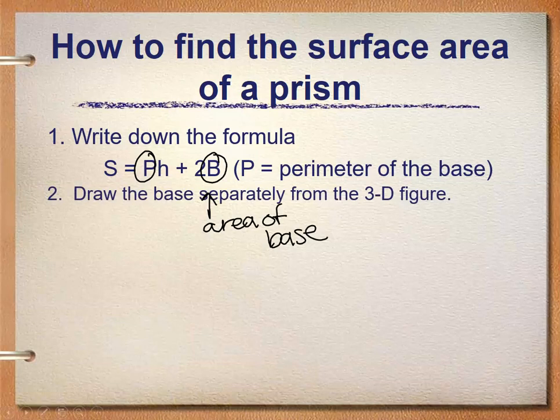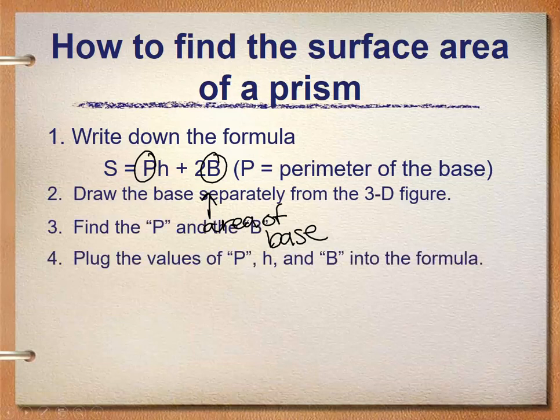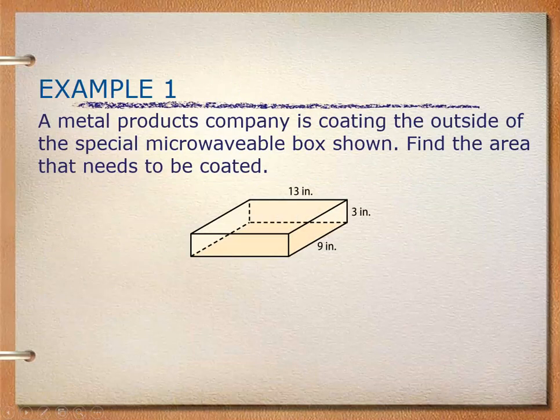Now, it's a lot of steps for you to follow, and you can definitely look at it here, but I will show you how to do it. So, on this one, it says a metal products company is coating the outside of the special microwavable box shown. Find the area that needs to be coated. So we're going to find the lateral and total surface area. So the first thing that you want to do is shade your base. Now for a rectangular prism, any side can be your base. So again, any side can be your base. So I'm just going to shade the bottom part.